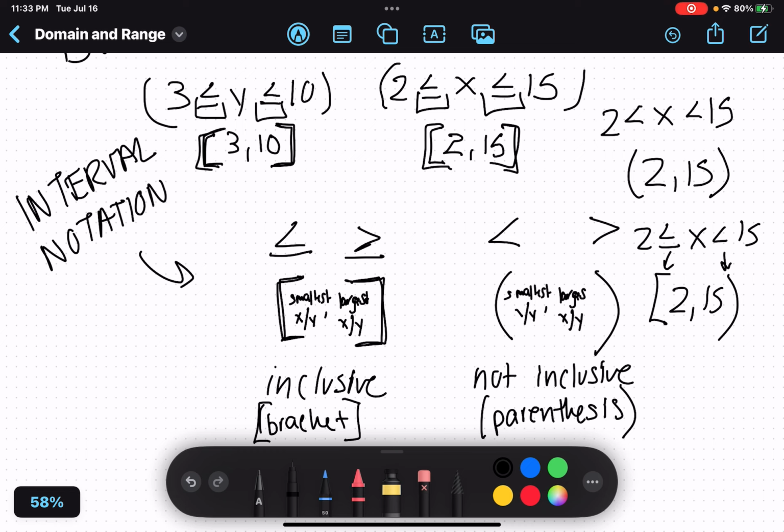Usually, you're going to use it most for graphs, but then again, if you're solving inequalities, you also might have to write your final answer this way, so it's always good to know.